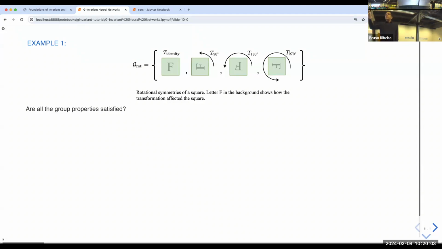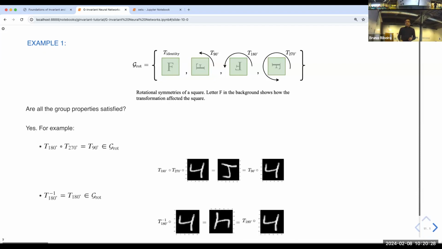Does this satisfy the group properties? Is this a group? Identity? Yes. All the compositions of the possible operations, are they in the group? Yes, right? And then if you look at the two other properties, they also are satisfied. For instance, if you compose 180 with 270, you get 90. There is an inverse for 180, which is itself. The inverse of 90 is 270. So this is a group.